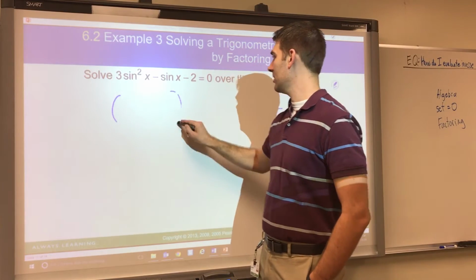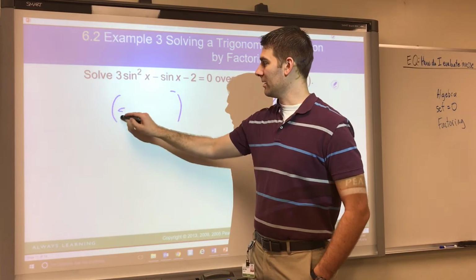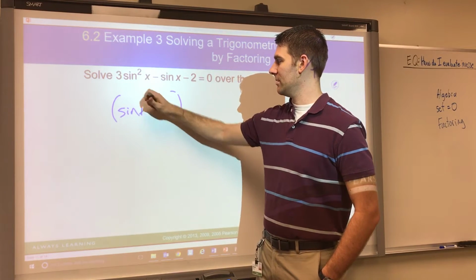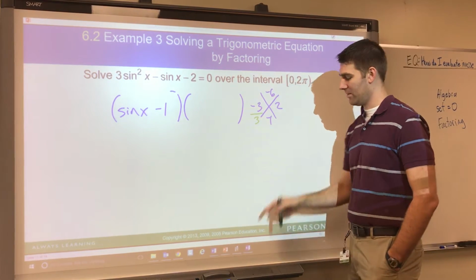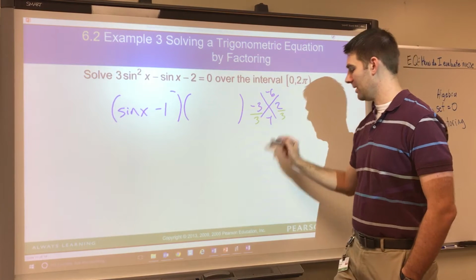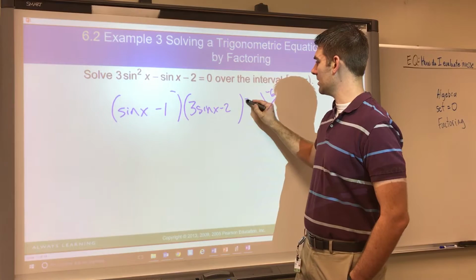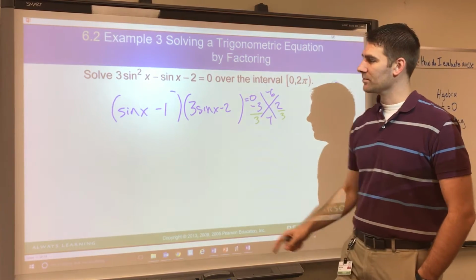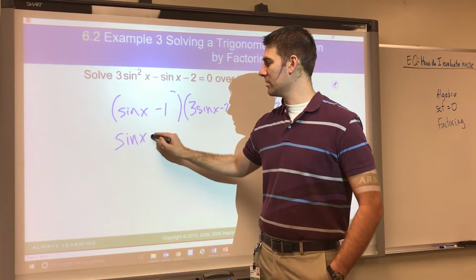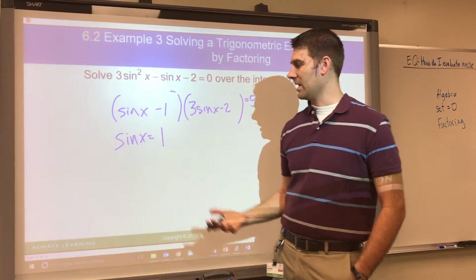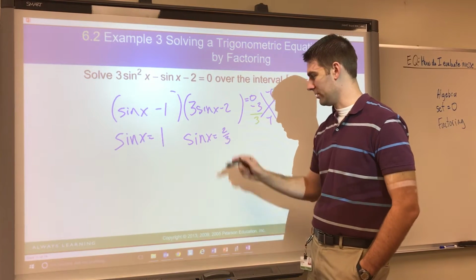So when you go to factor, you're going to take the -3, divide by 3, and that'll get you sine x minus 1. And then you're going to take the 2 and divide by 3, and that's not going to reduce. So you get 3 sine x minus 2, and this is all equal to 0. So what you need to do is, just like we did yesterday, set each of these equal to 0 and solve. So we've got sine x equals 1, and you've got sine x equals 2/3.